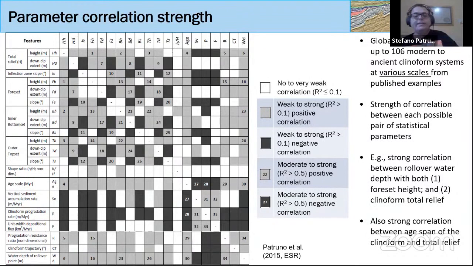For example, some interesting correlations between the water depth of the rollover point and, for example, the clinoform height, the total clinoform height here, or the foreset height. Or between the height of the clinoforms and the age of the clinoform. We saw it before, the bigger the clinoform, the longer the amount of time it represents. This is true also from the quantitative standpoint very much. This one is interesting because basically you now can estimate the depth of a rollover point based on some morphological parameters that you can measure, for example, the foreset height. Of course, it's not going to be perfect, but it's just an additional proxy that you can throw in on top of your foraminiferal biofacies, for example.